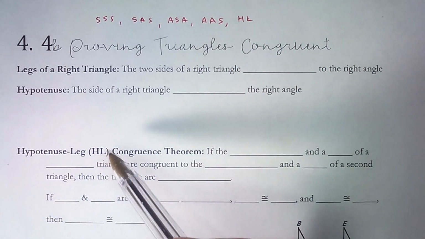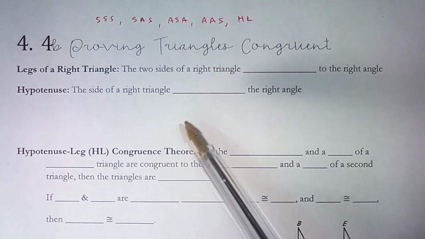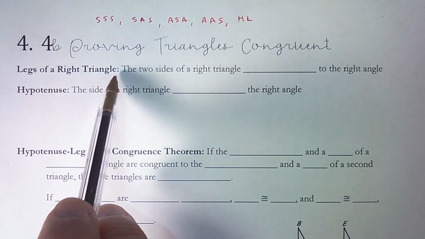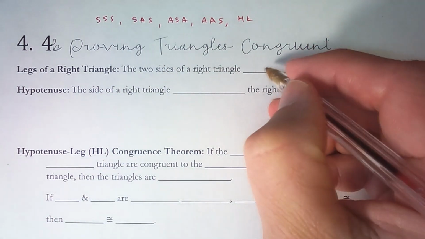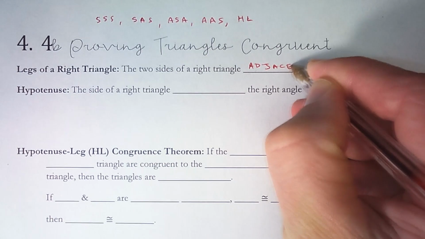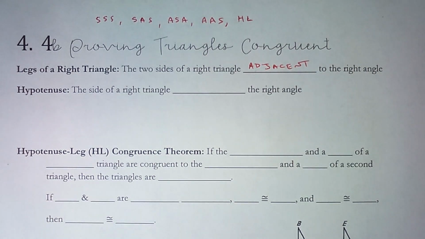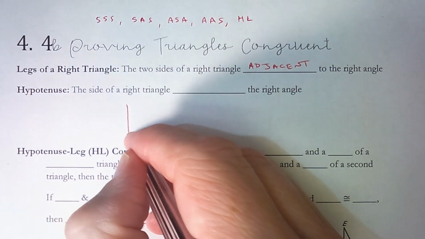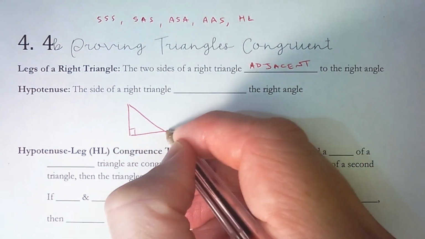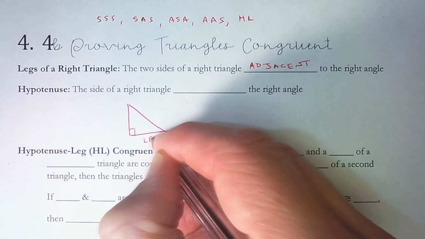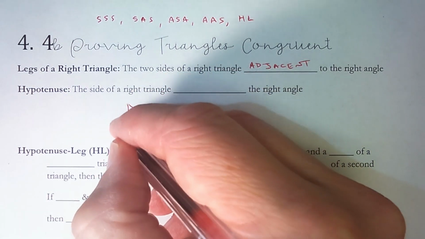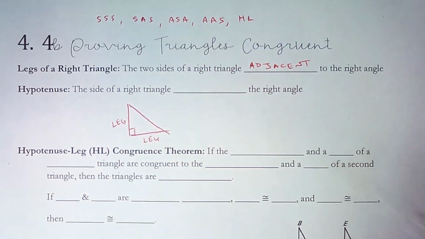But before we learn how to use HL, let's learn what HL actually means. The L is the legs of a right triangle. The legs of a right triangle are the two sides of a right triangle that are adjacent to the right angle. Adjacent means next to. So here is a right triangle. Here's a side adjacent to the right angle. That is a leg. Here's the other side adjacent to the right angle. This is the other leg.